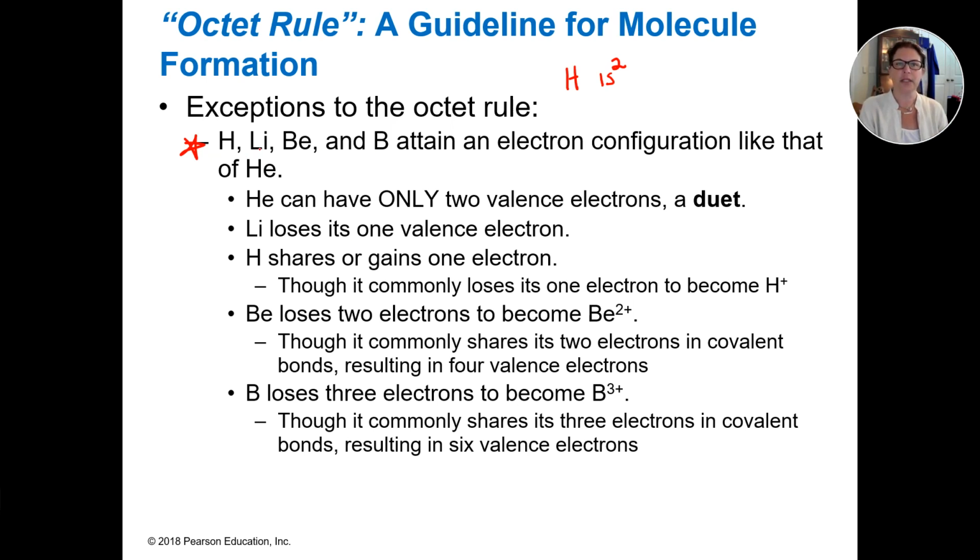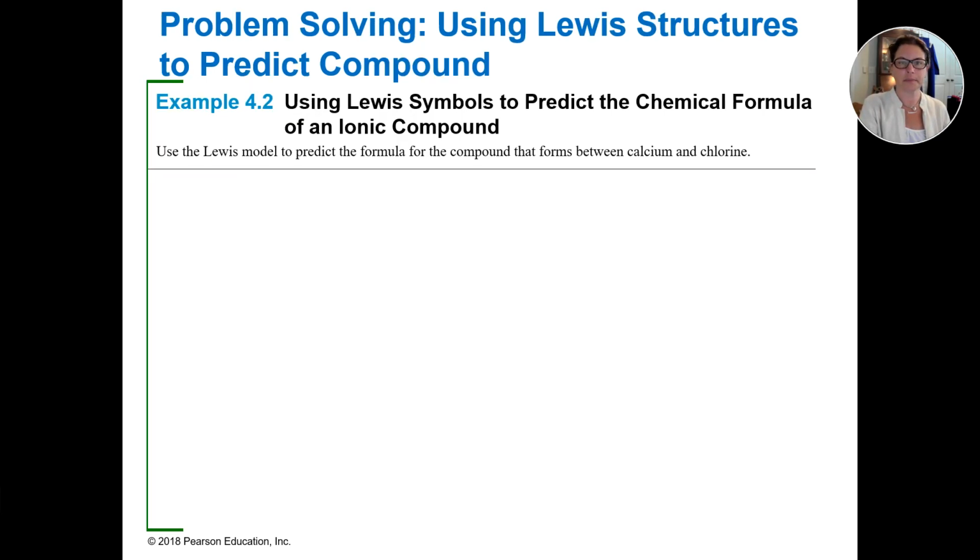Lithium is an exception for the same reason. Beryllium and boron. Boron could form an octet, but it won't. It doesn't want it. It's not stable that way. It's just fine having 6 electrons. Oh, and helium.